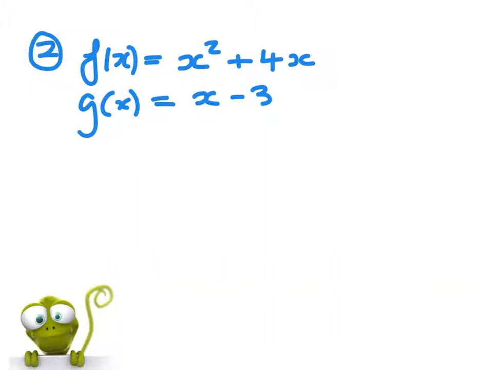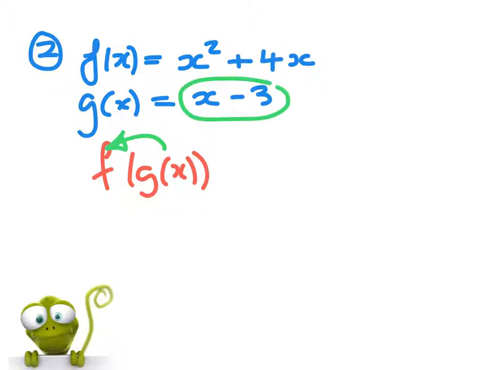For question 2, you've got f and g as two functions. You need to work out f of g of x. So we know that means the g formula goes into the f. So in other words, this x minus 3 goes in here for x and goes in there for x. So you have (x minus 3) squared plus, you can do the rest yourself.